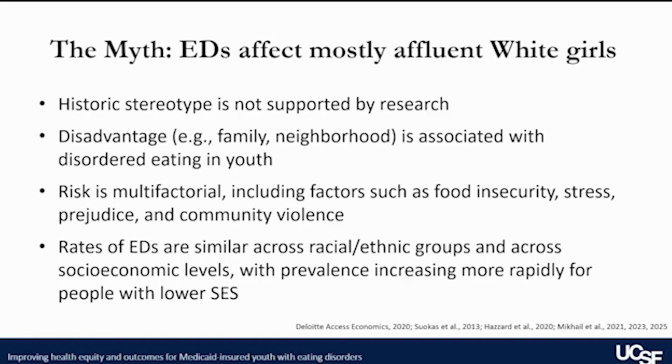And one of the postdocs who has also contributed to this work has also done additional work looking at disadvantage and seeing the big impact that has in terms of risk for disordered eating in youth. Risk for eating disorders is really multifactorial, including factors like food insecurity, stress, prejudice, community violence, as well as genetics. But what we see is that the rates of eating disorders across racial and ethnic groups and across socioeconomic levels is actually relatively comparable. But we see rates increasing more rapidly for people from lower SES backgrounds.